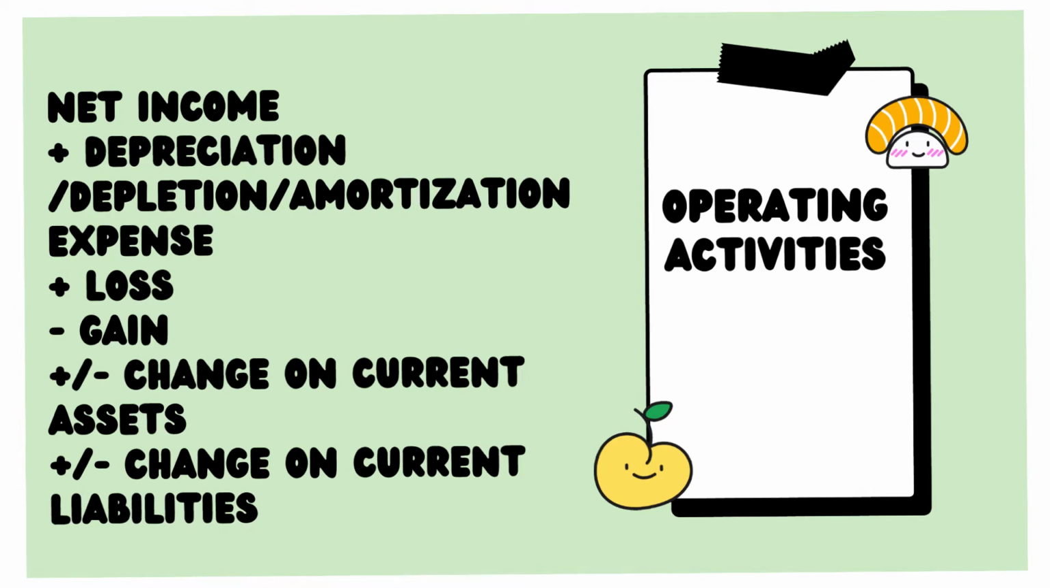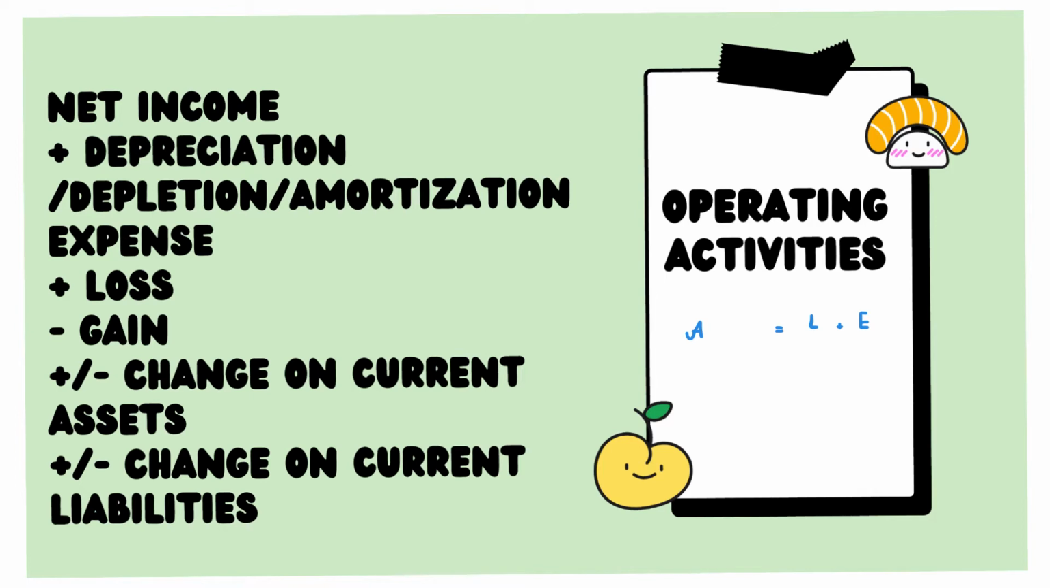And if we have loss or gain on sale of assets, so if I have a loss, I'm gonna add it. If I have a gain, I'm gonna subtract it. Then I'm gonna look at my current assets and at my current liabilities. Now, as you know, the accounting equation is assets equals liabilities plus equity. So now I need to think about current assets and current liabilities.